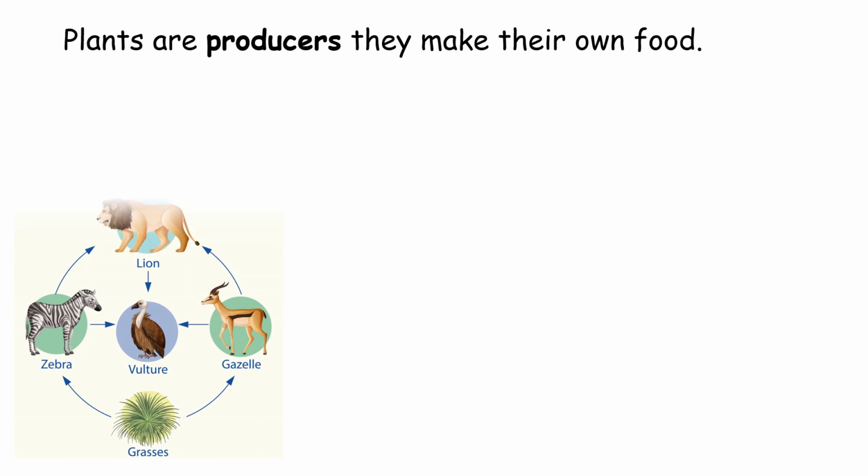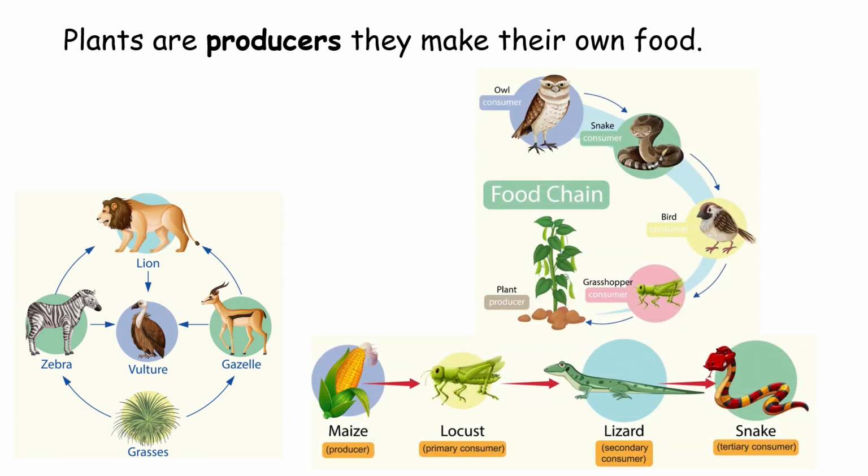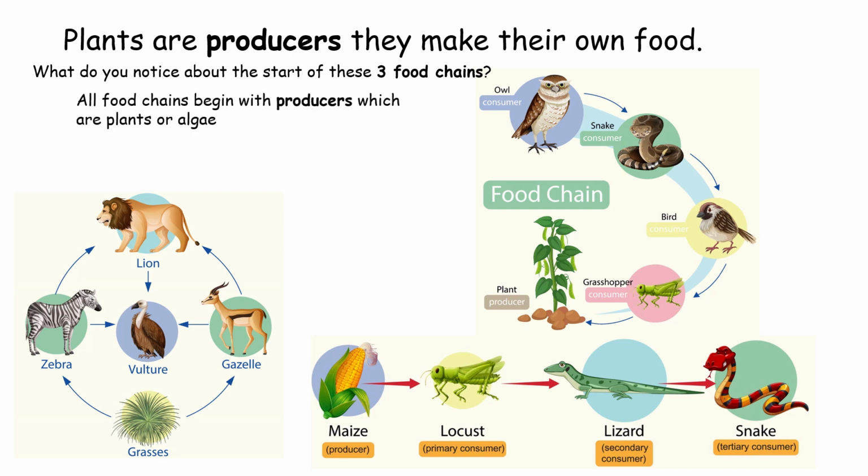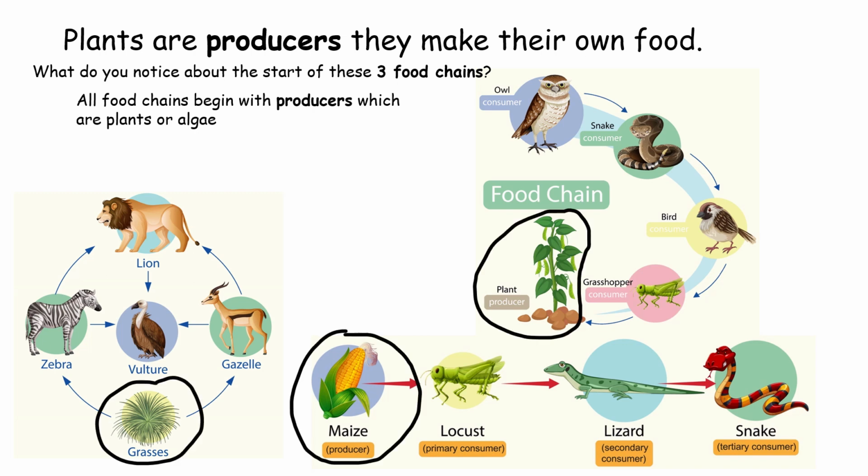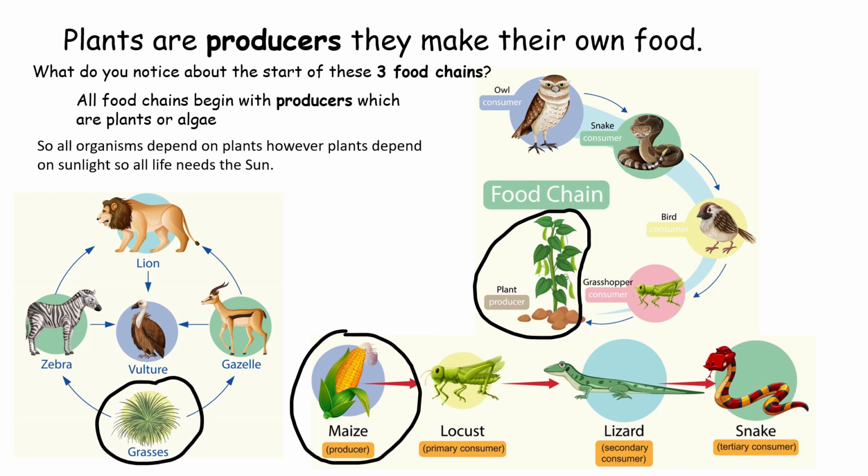Plants are producers. They make their own food. So look at these three food chains. Food chains show what animals eat in different habitats. But when we look at these three food chains, what do you notice about the start of them? That's right, all food chains begin with producers, which are plants or algae, circled here. So all organisms depend on plants. However, plants depend on sunlight, so all life needs the sun.